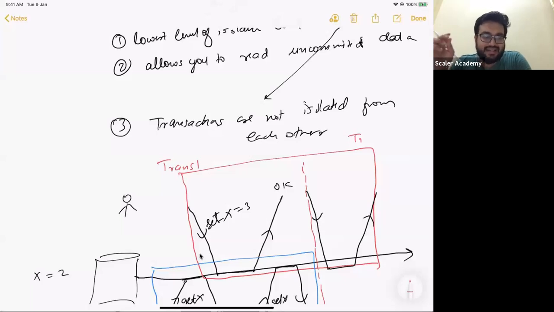Now Sankalp is asking default is read committed. The point is there are different defaults for different systems. So let's say maybe MySQL will have a different default. A PostgreSQL will have a different default.